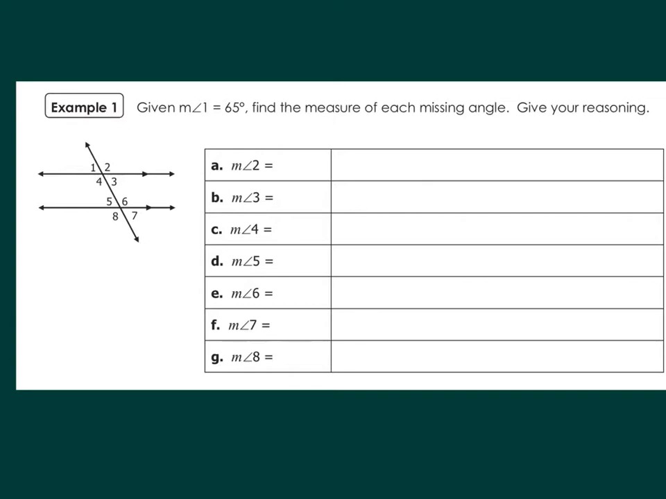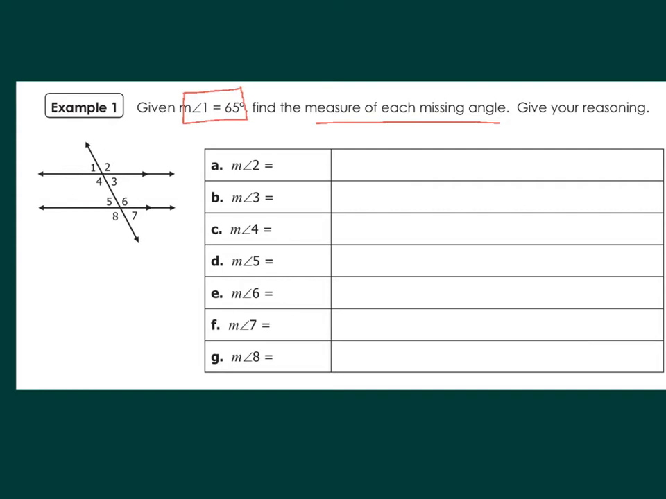But in this picture, I'm looking at these parallel lines. And how do I know they're parallel? The extra set of arrows. And so, does angle 4 look like it's the same size as angle 5? Well, of course not. So, first let's start with the given information. We are given that angle 1 is 65 degrees, and now we're going to find the measure of each missing angle.